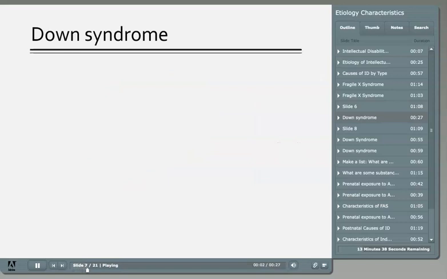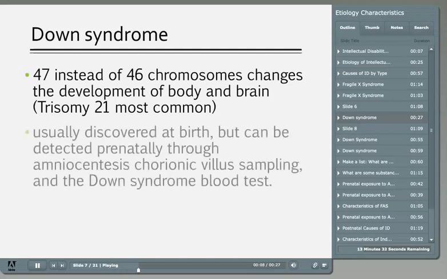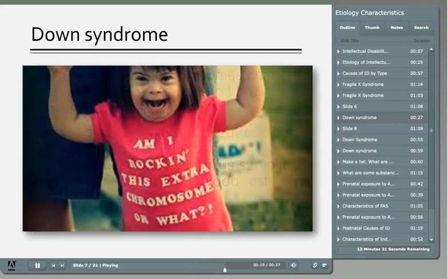Down syndrome is characterized by the presence of 47 chromosomes instead of 46, which causes changes in the development of the body and brain. Down syndrome is usually discovered at birth, but it can be detected prenatally through amniocentesis, chorionic villus sampling, and the Down syndrome blood test. The Down syndrome blood test is the least invasive, but also the least accurate.